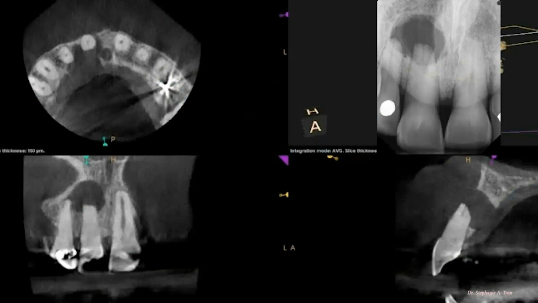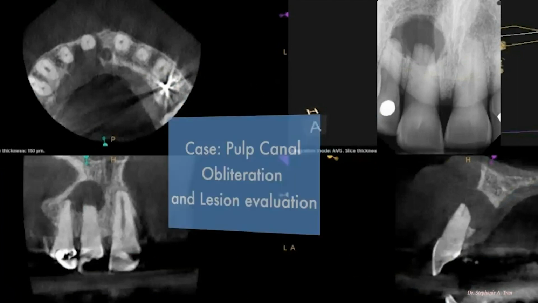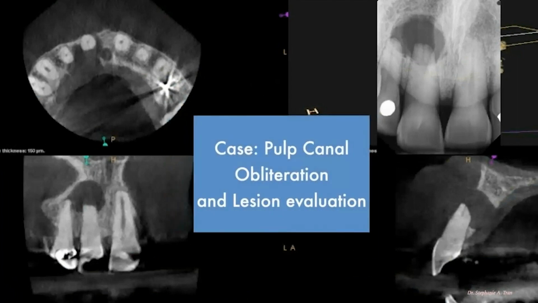So when we can barely see the canal like that, when you have pulp canal obliteration, we want to make sure if the canal is so calcified that it can't be treated. We also want to evaluate the extent of the lesion. So this case is a great example of that.